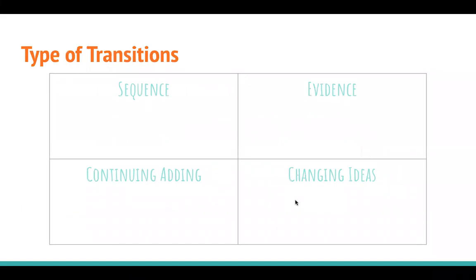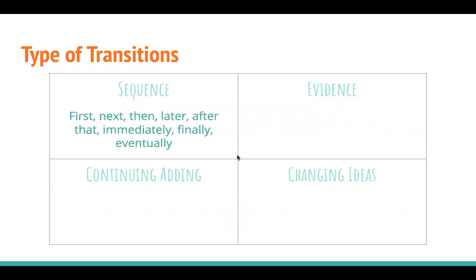So here's some different types of transitions that you can add into your body paragraphs. So one is sequencing. So words like first, next, then, later, after that, immediately, finally, and eventually. Those are all examples of transition words to help the flow of your writing.